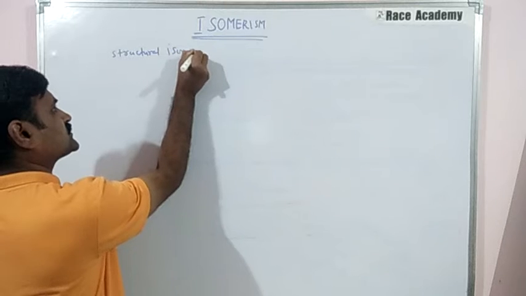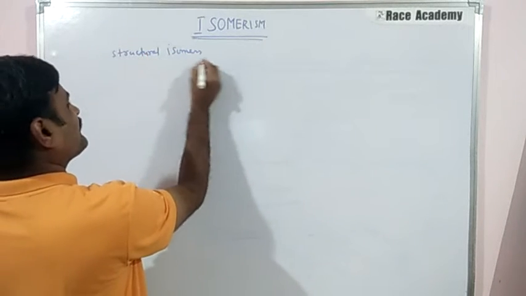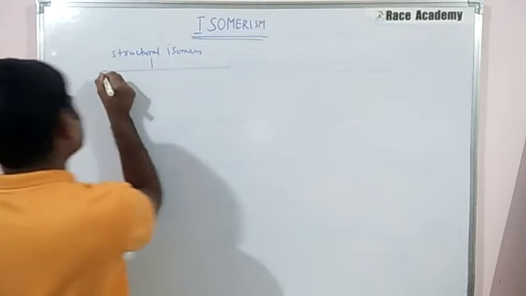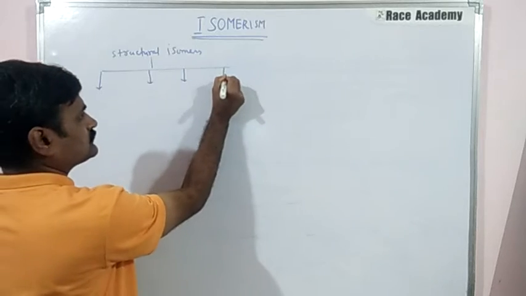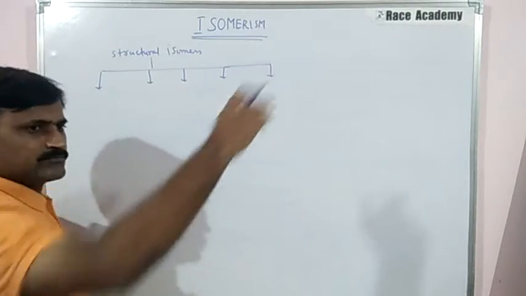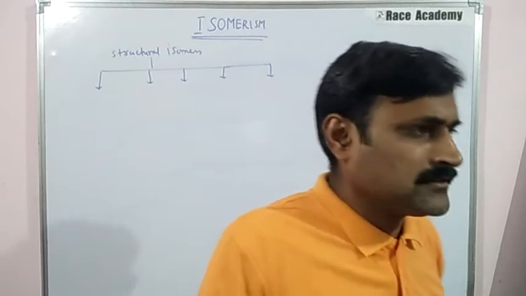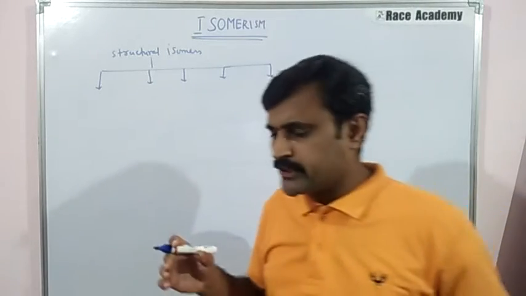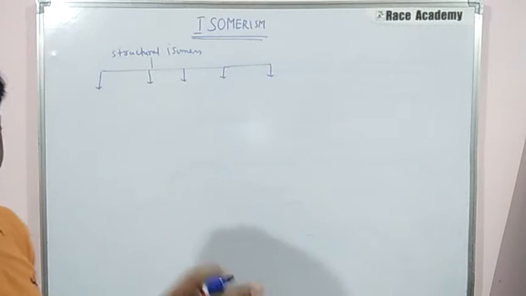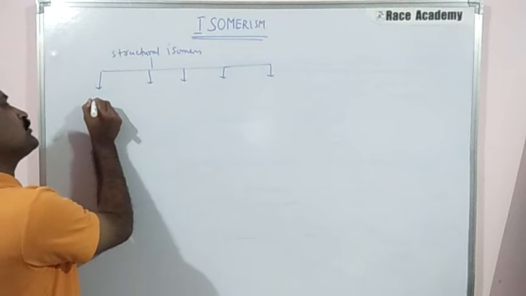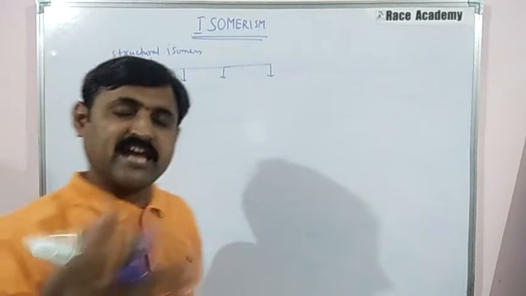Structural isomers are classified into different kinds. What are those kinds? We are going to write them now. One: in a carbon chain, if you observe a difference in compounds with the same molecular formula, isomers having different carbon chains, different shapes of the carbon chains, such isomers are called chain isomers. The phenomenon is called chain isomerism.